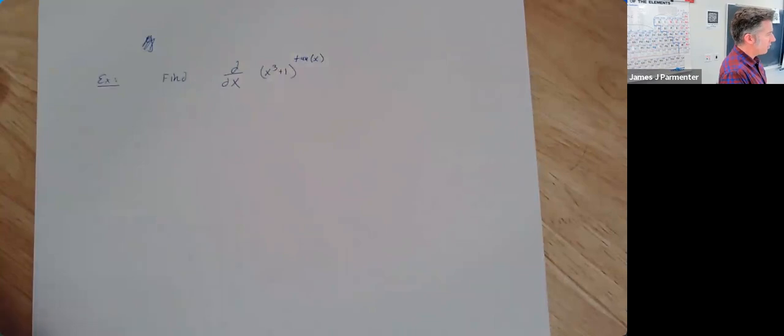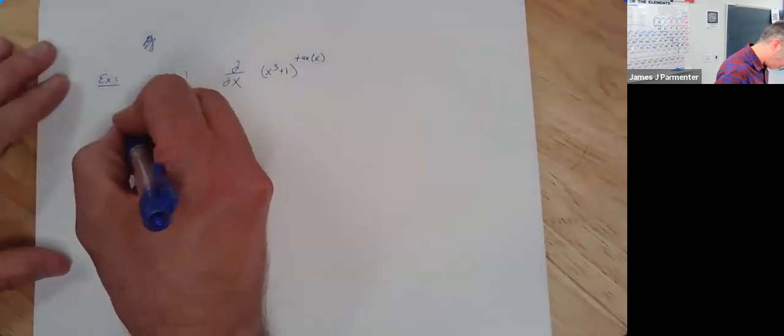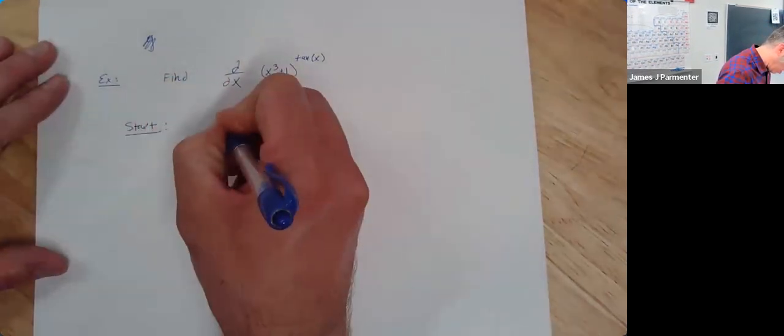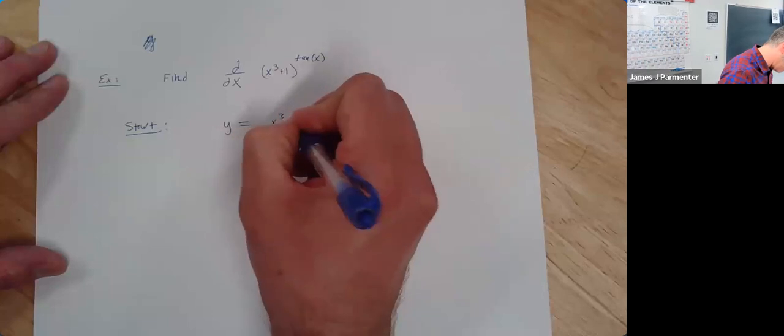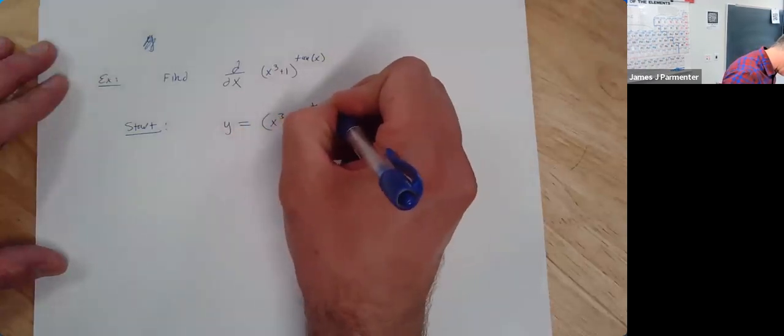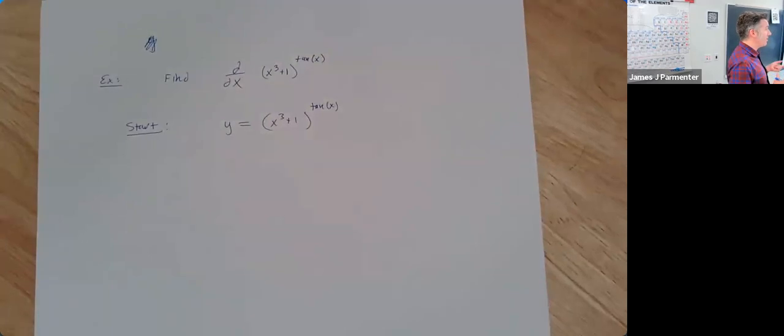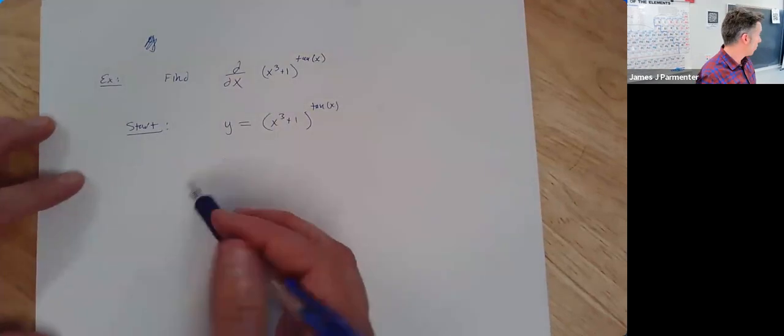What's hard about the way I've written this is you have to do something first before you can start the process. You don't have to write these words, but you have to be able to say to yourself, we need to let y equal the function we were taking the derivative of. So you have to start by saying y equals x cubed plus 1 to the tangent of x. You can't really do this process without an equation where y equals the function you're trying to take the derivative of. I don't think she'll ask it like this, but she could. And then after this, we work through the process.